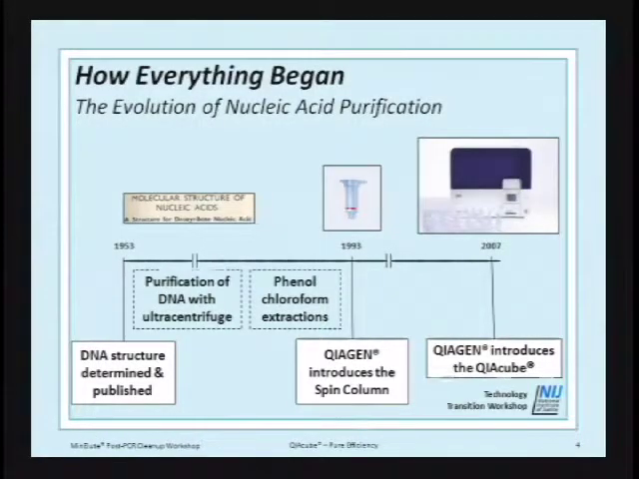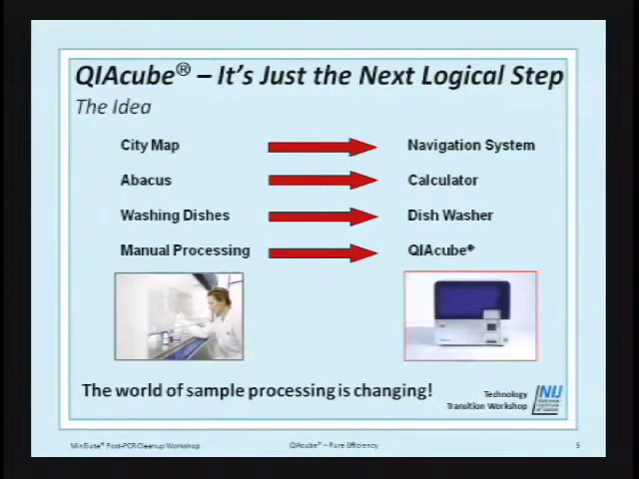DNA structure was determined and published in 1953. After that, purification and isolation techniques were developed. In 1993, QIAGEN came out with the mini-spin column, the membrane that we've been processing samples on, a similar column. In 2007, QIAGEN developed the QIAcube, which was sort of the natural progression for processing these mini-spin columns. So it's really the next logical step when processing your samples in the lab, RNA, DNA, protein.